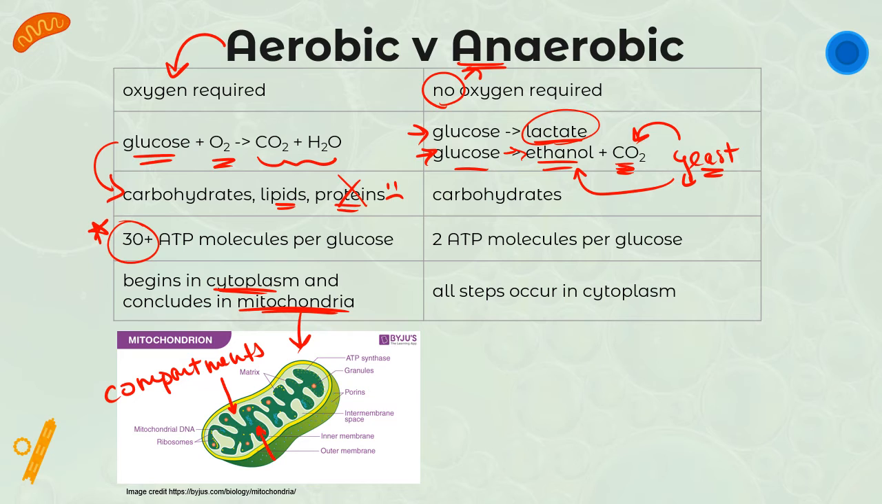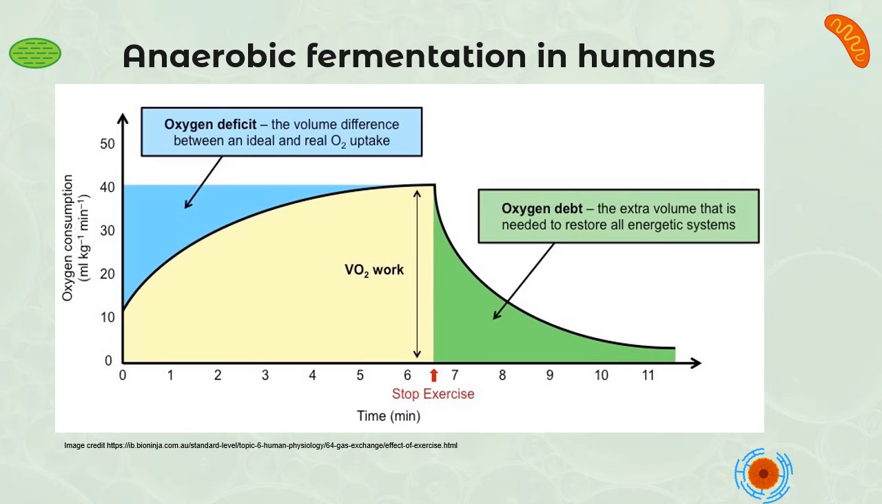A limitation of anaerobic processes for making ATP is that we can only start with carbs. No lipids are involved in anaerobic processes for making ATP. We only get 2 ATP molecules for every one glucose that we start with, but all of the steps occur in the cytoplasm, no mitochondria required. So again, in us humans, we have this anaerobic process, fermentation, that allows us to produce some ATP.